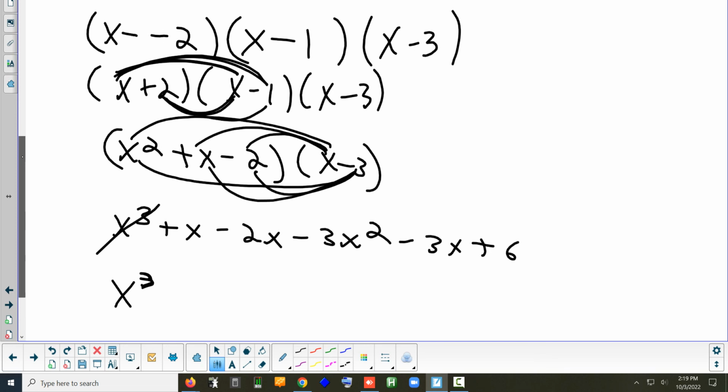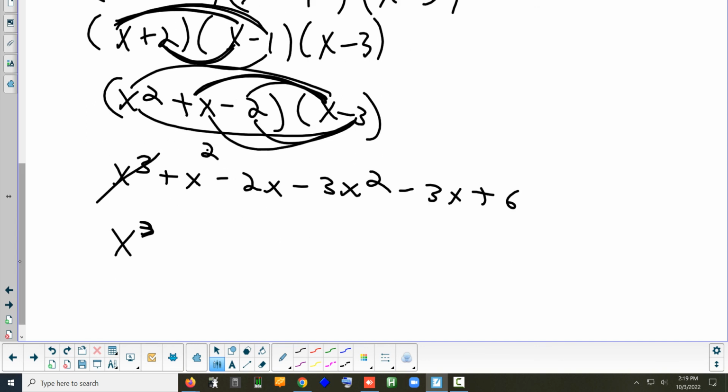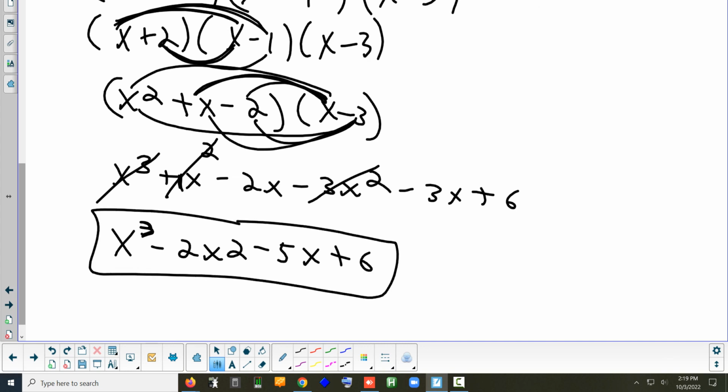I'm just wondering if I forgot an exponent of 2 somewhere. X times x is x squared. Yes. Okay. So x squared minus 3x squared. That's a plus 1 and a minus 3, so that's a minus 2. How about negative 2x and negative 3x? Negative 5x plus 6.